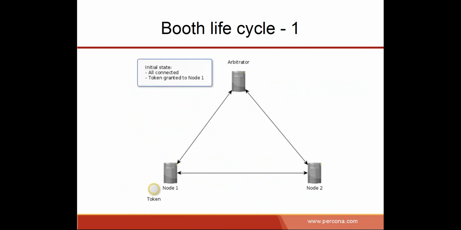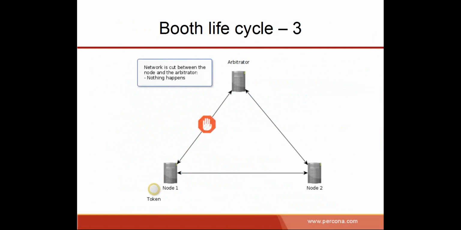So let's review quickly the boot life cycle. Assuming we have an initial cluster where node 1 has the token, we have an arbitrator and node 2. Let's say communication between node 1 and node 2 is broken. Then there's no problem for node 1 to renew, because it can still talk to the arbitrator, and the arbitrator can register the vote and tell the result of the vote to node 2.